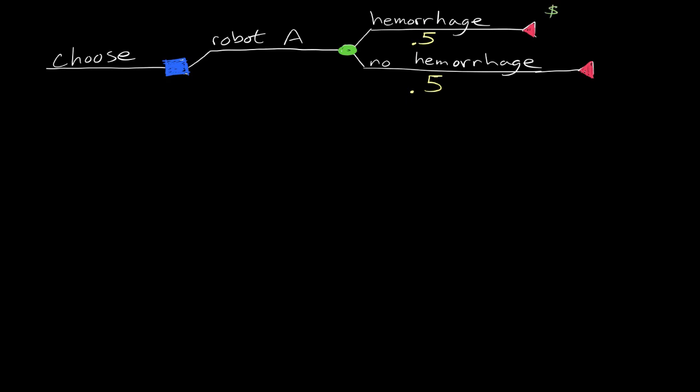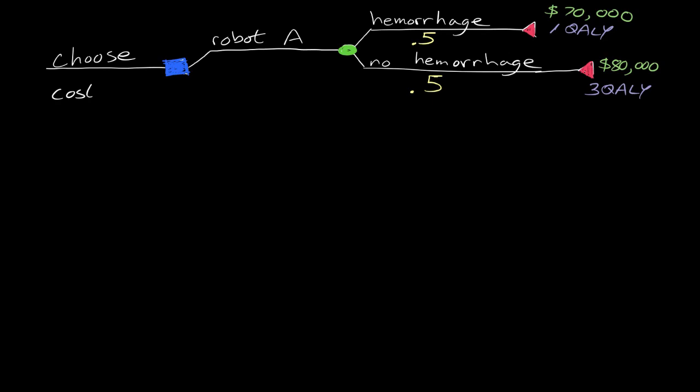Now associated with each of these terminals, the red terminal triangles, is a cost and a quality associated with that outcome. So for robot A, we see there's two costs, depending on whether or not there's a hemorrhage. If you choose robot A and happen to have a hemorrhage, it's going to cost $70,000. If you choose robot A but do not have a hemorrhage, then that's going to be $80,000. Similarly, the qualities associated with hemorrhage and no hemorrhage could be different. So let's say you choose robot A and you have a hemorrhage, it's going to be $70,000 and you get 1 quality. If you choose robot A and there's no hemorrhage, we're going to say it's $80,000 for 3 qualities, quality adjusted life years.